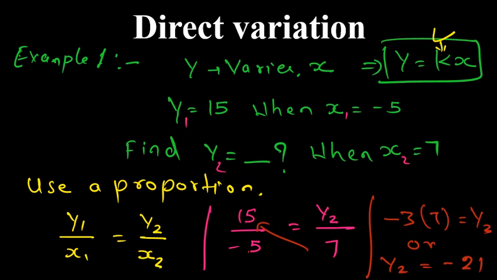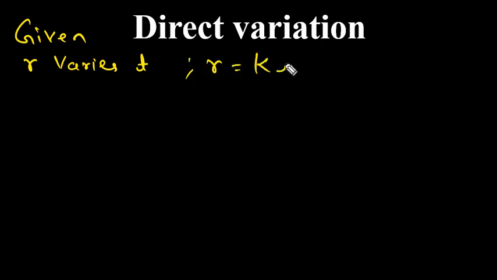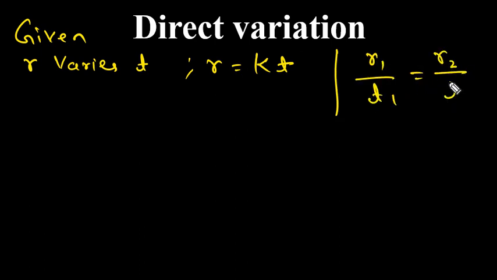Okay, now let's try one more question. Question number 2. If r varies directly as t, this is the given information. So my equation is r equals kt. If I want to write it in proportion, r1 over t1 is equal to r2 over t2, right?